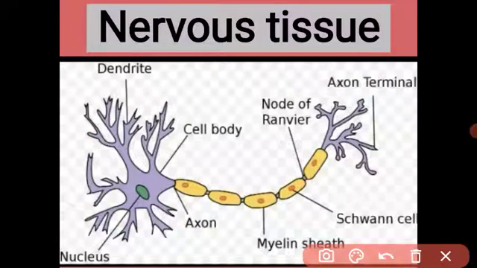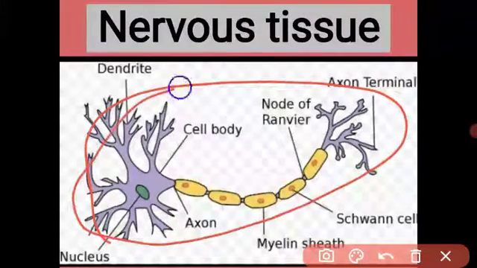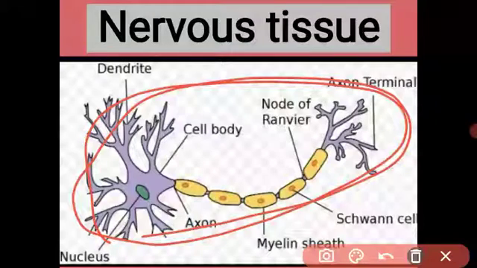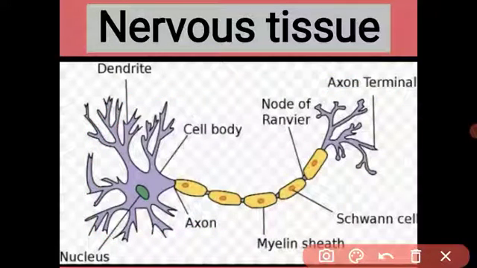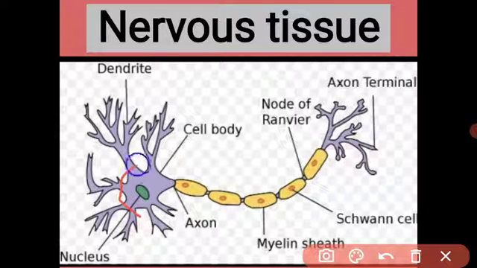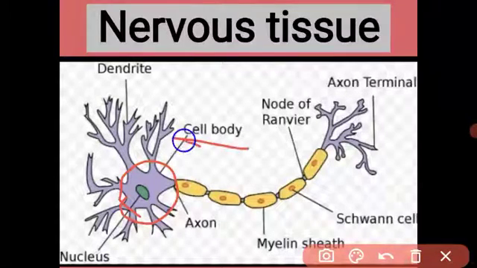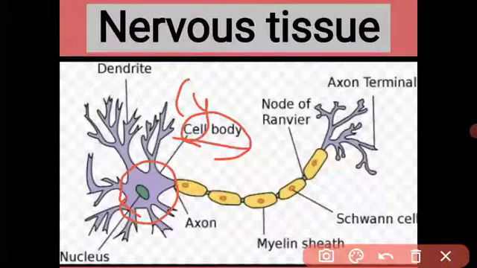What is this? It is a cell, a single cell. It is called the nerve cell. There are 3 main parts of the nerve cell. See, any cell will obviously have a nucleus and cytoplasm. There are 3 main parts of the nerve cell. Cell body, this is the cell body. It is also called the cyton.